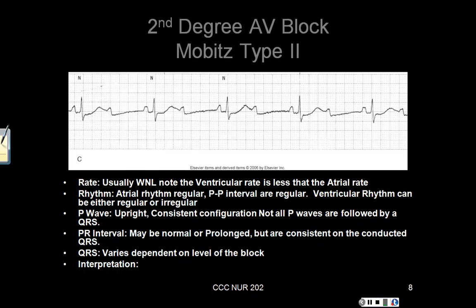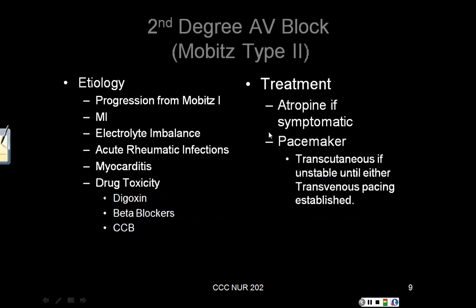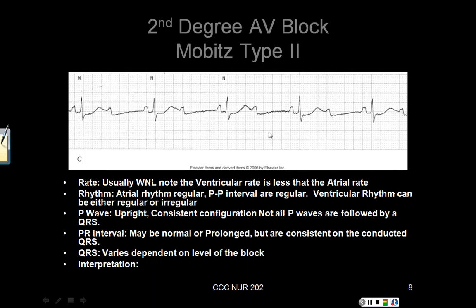Now, this is a Mobitz type 2 second degree AV block. It is a 2-to-1 block, 2-to-1 meaning that there are 2 P waves for each QRS.